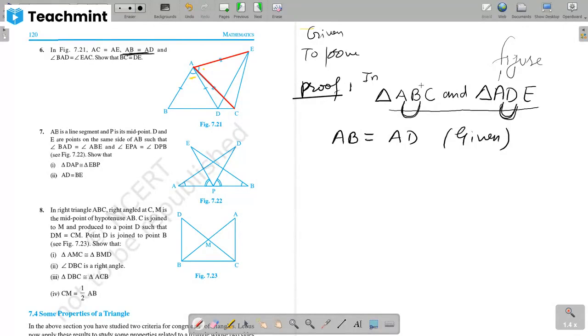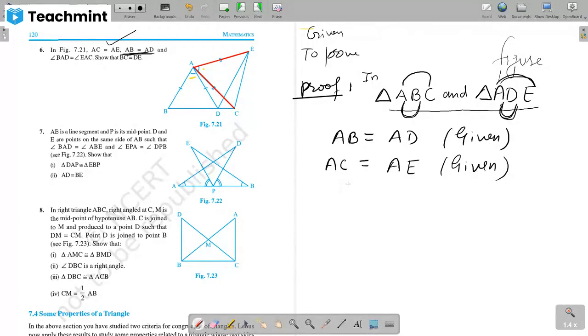Now, what about BC and DE? This we have to prove. So let's move to the next side. This AC and AE, are they equal? Yes, ma'am, it is also given in the question. So we will write AC is equal to AE. After getting two corresponding sides equal, we need one angle. Which angles are equal? Ma'am, angle 1 is equal to angle 2.